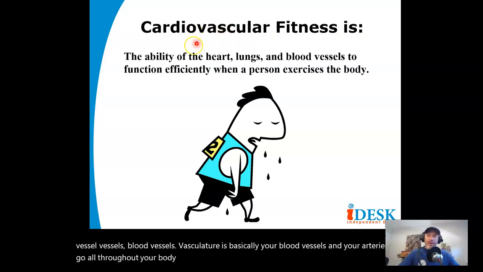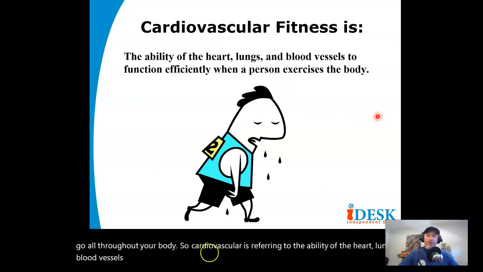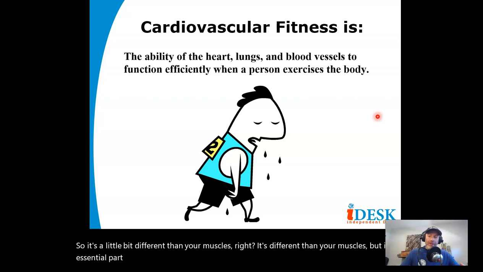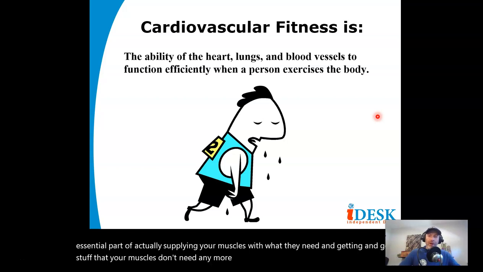So cardiovascular is referring to the ability of the heart, lungs, and blood vessels to function efficiently when a person exercises the body. Okay? So it's a little bit different than your muscles, but it's an essential part of actually supplying your muscles with what they need and removing the waste products that your muscles don't need anymore. So it's your heart, lungs, and blood vessels.